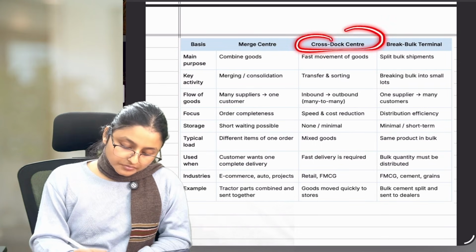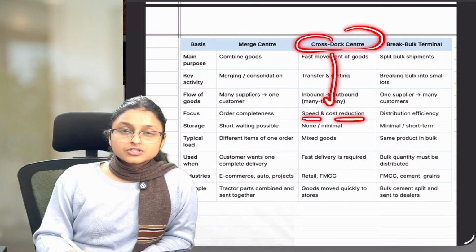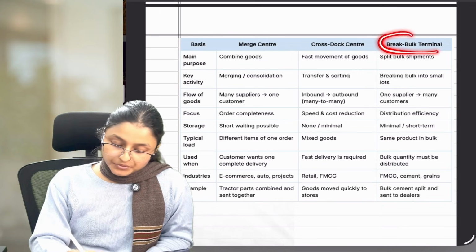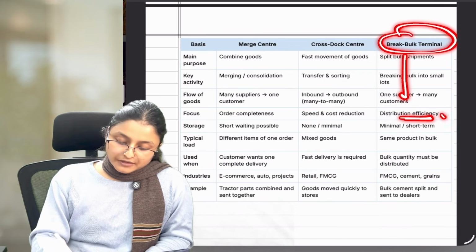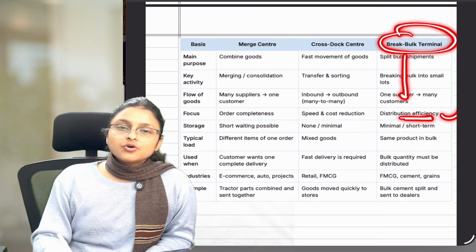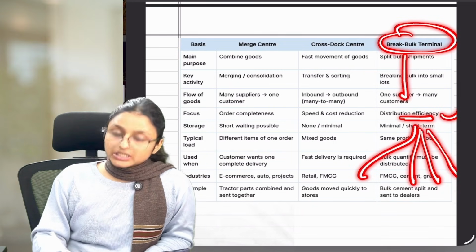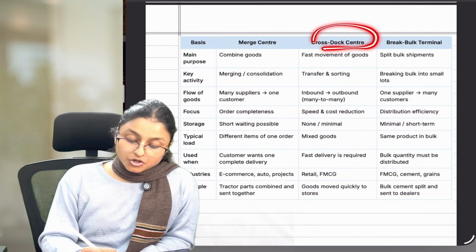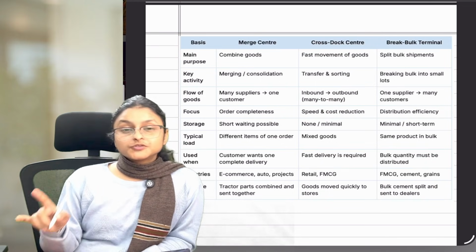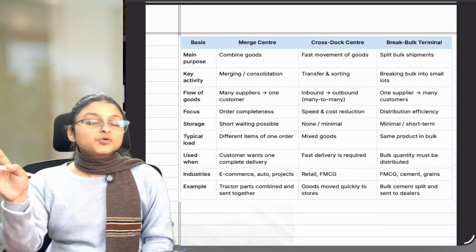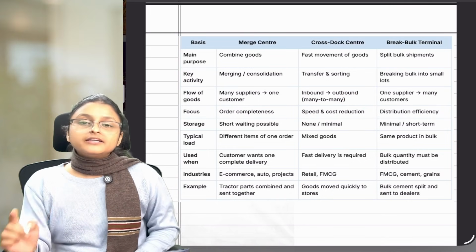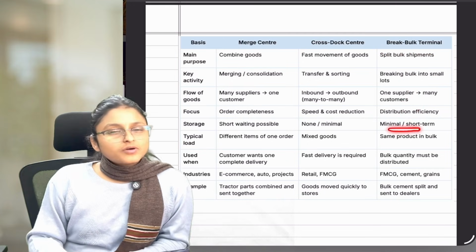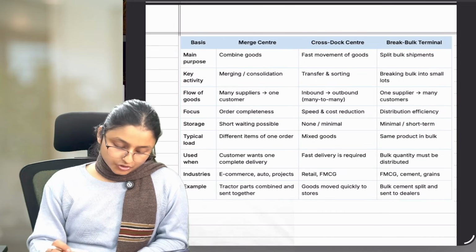Next, cross dock terminal is for speed and cost reduction so that we can transfer the goods as fast as possible. We need not store them in our storage. Break bulk terminal is for distributing efficiently so that we are saving cost in sending different trucks to different dealers. Next, storage. Here short storage is possible. Cross dock centers do not store the product, they transfer it immediately for outbound. That means sending it to our retail stores or our factories. Next, break bulk terminal also has some minimal or short term storage of the products.